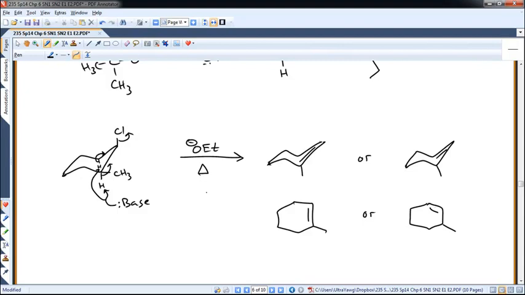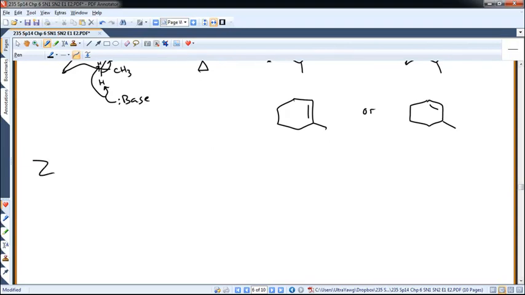Which one forms? Can they both obtain the antiperiplanar conformation? Well, yeah, sure. This one's axial down, this one's axial up. That's easy enough to say, antiperiplanar. The one in the back, this one right here, axial down, chlorine is still axial up, and so they both can form. Which one actually forms? In order to answer that question, we need to know one piece of fact called Zaitsev's rule.